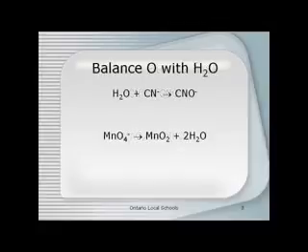Next, we're going to balance the oxygens with H2O. So to balance the O on the CNO, we add a water to the side of the CN minus. To balance the 4 oxygens that we have in the MnO4 minus, the MnO2 contains 2 of those, but we'll add 2 waters to the MnO2 side so that the number of oxygens is balanced.